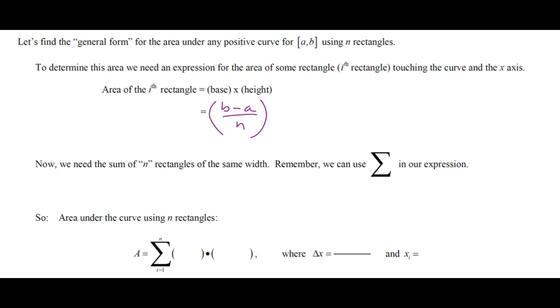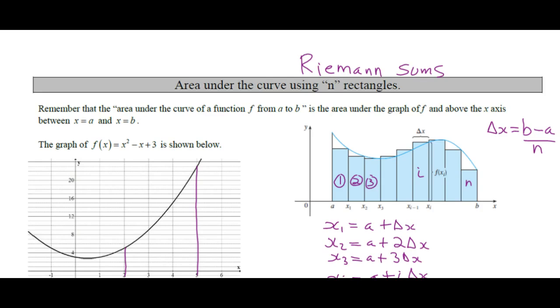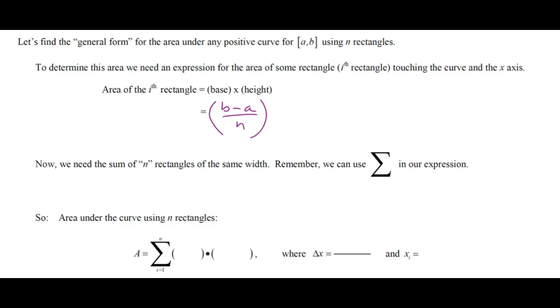So that's the base of the rectangle, and its height is the function evaluated at the right-hand edge, because we're doing a right-sided sum. So the height we're using is f of x sub i. But we're not going to say f of x sub i. It's f of a plus i times delta x, but delta x is b minus a divided by n.